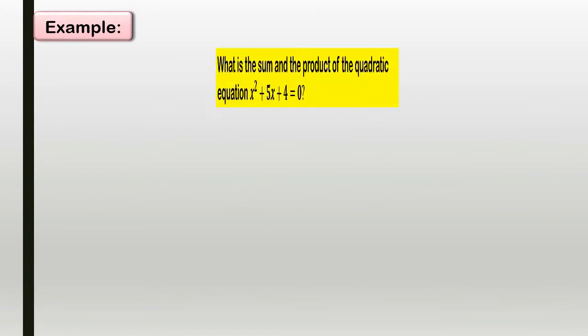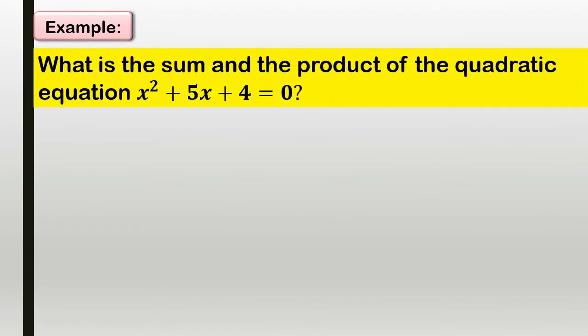the given example. Example: what is the sum and the product of the quadratic equation x squared plus 5x plus 4 equals 0? But before we solve the sum and the product of the quadratic equation, so ano yung una natin kailangan gawin? Since we have here the given equation, the first thing that we need to do is to find out the value for x. So, kailangan muna natin kunin ang value ni x.